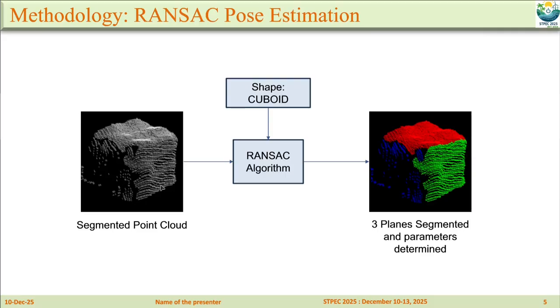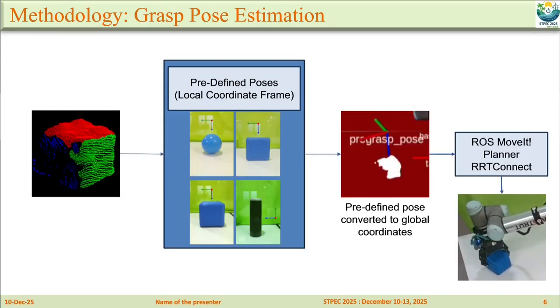Now that we have the segmented point cloud, the RANSAC algorithm is run on it using the primitive shape given by the LLM. In the case of a cuboid, the three visible faces of the cuboid are segmented. The pose of the object is then determined. After the pose of the object is determined, predefined grasp poses in the local coordinate frame, which are saved in the system, are converted to the frame of the object to be picked, and then sent as a goal to the motion planner. The motion planner then executes the grasp.